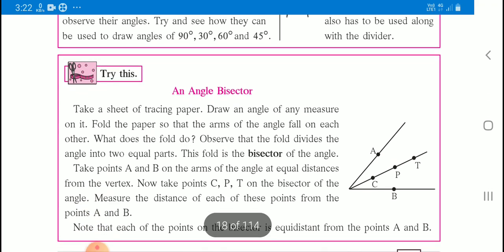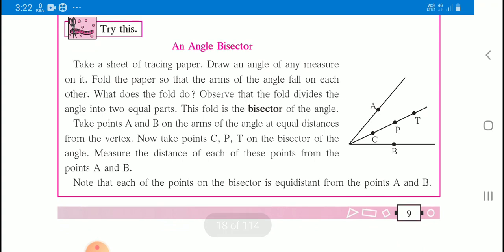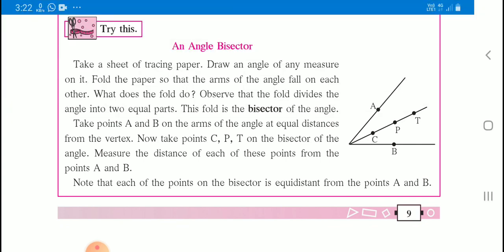Now next they given in the box, try this. Here you can see an angle bisector. Take a sheet of tracing paper. Draw an angle of any measure. Whatever measure you want to take, you can draw the angle of any measure on that paper. Fold the paper so that the arms of the angle fall on each other.